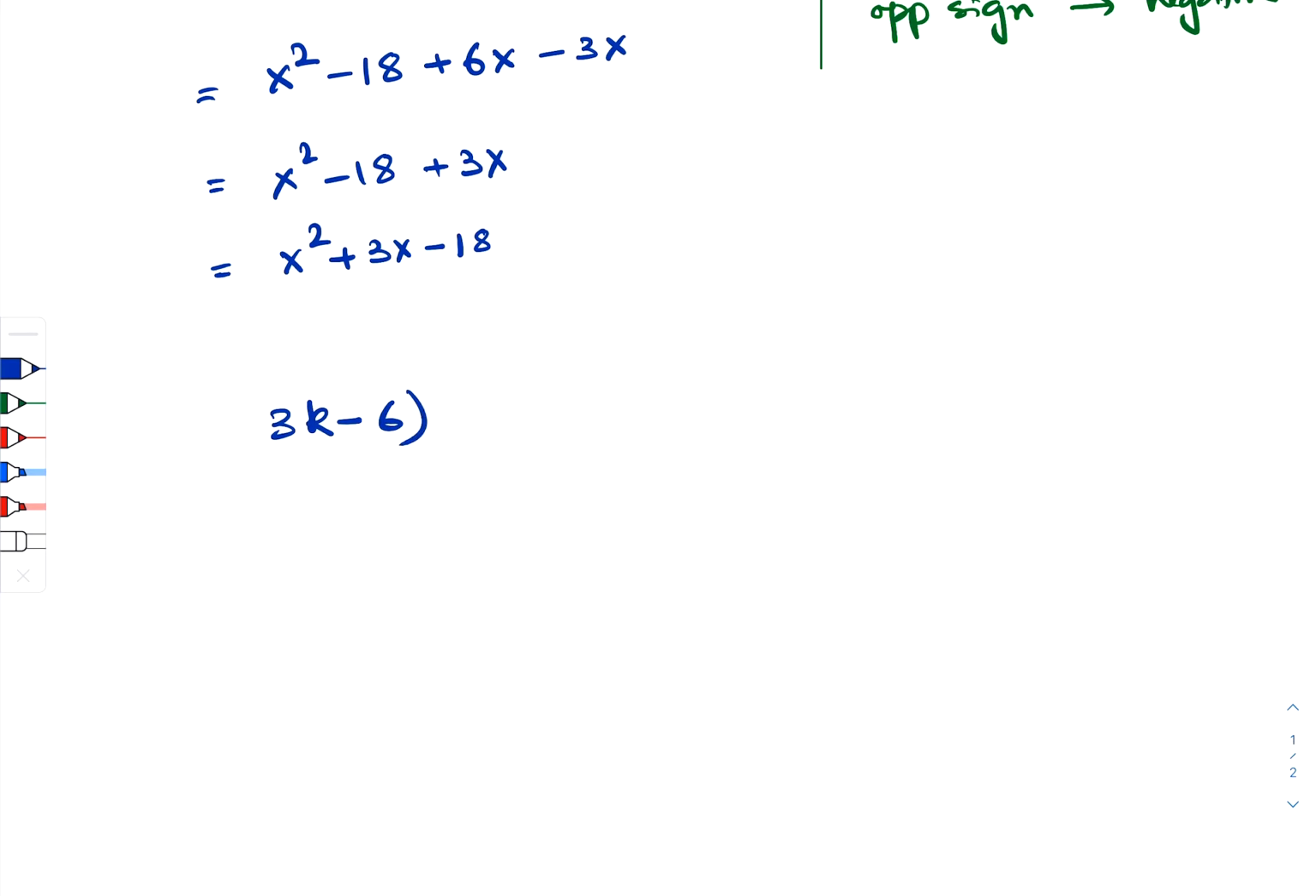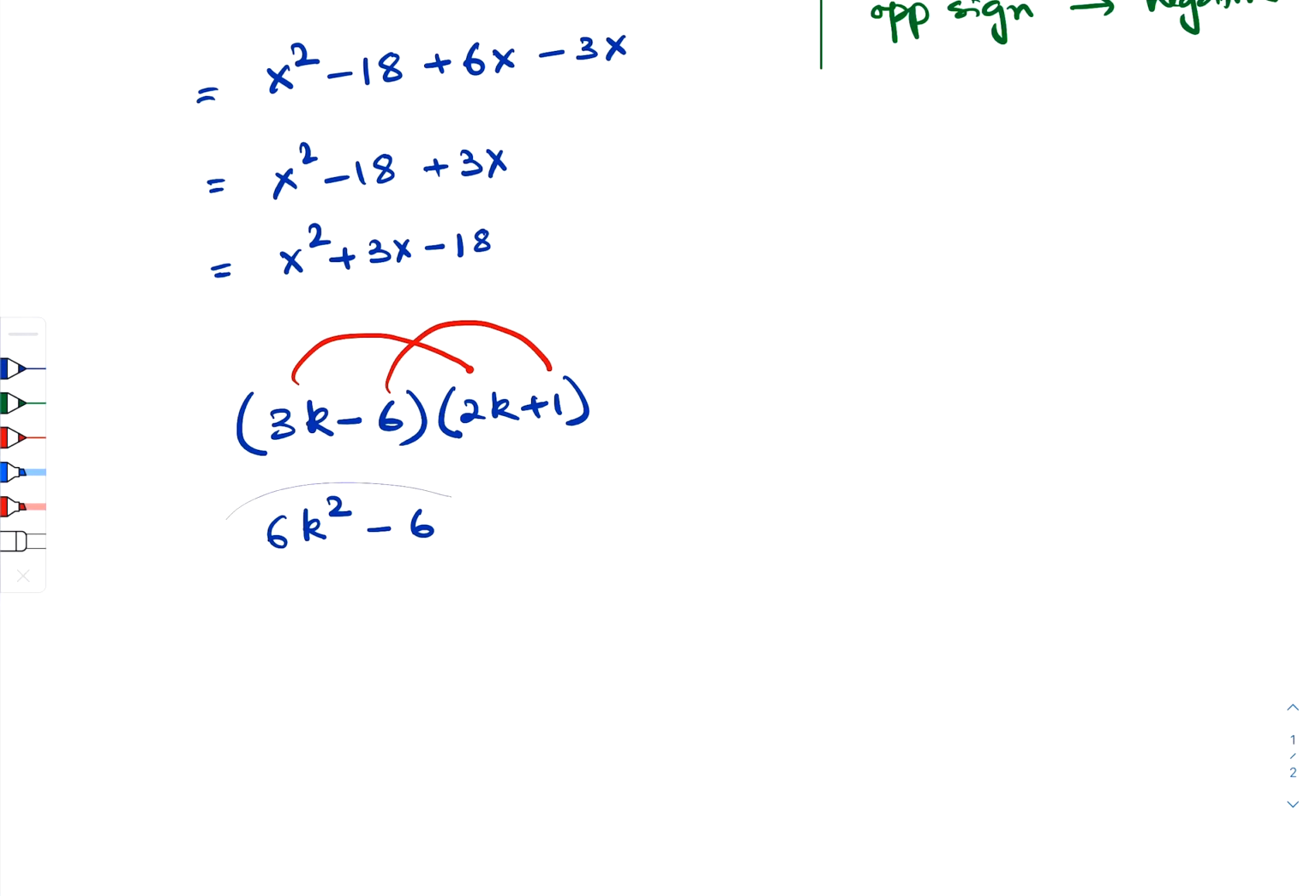3k minus 6. Go ahead and try this one by yourself. Pause the video, and then you can watch the solution. All right, again, monkey method, left eye. 3 times 2 is 6, k times k is k squared. Right eye: that's negative 6 times positive 1, which is negative 6.